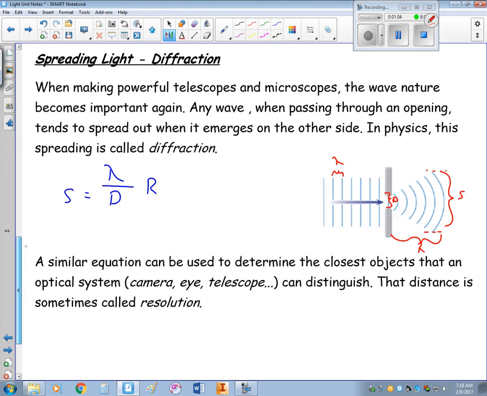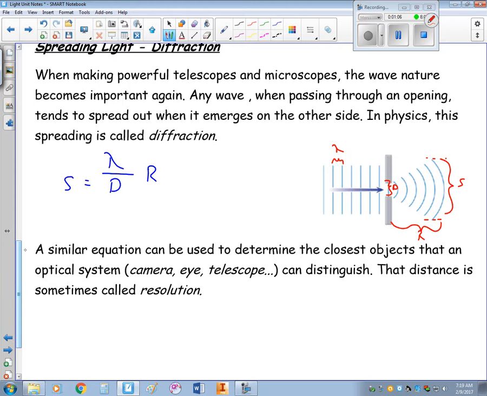Now, if we think about it then, all telescopes, all microscopes, even your eye works like this. So, if this is a telescope, here's the light waves coming in. They're going to diffract when they enter the telescope. And that's the same for microscopes and even your eye. So what that can do, it can cause some blurriness, if you will.